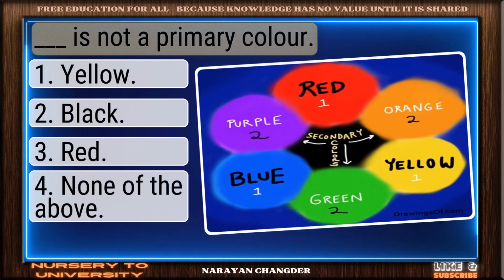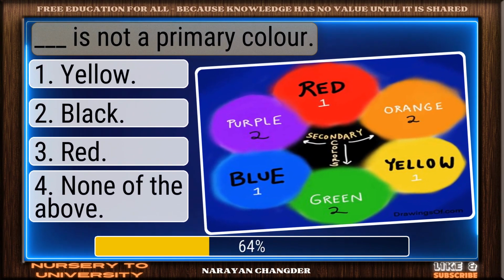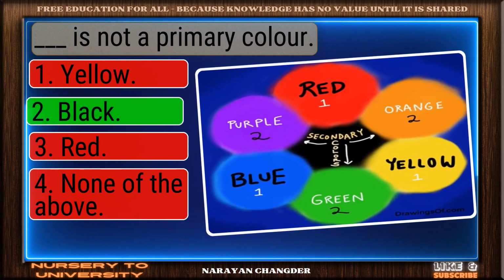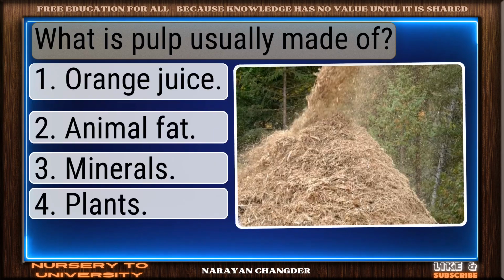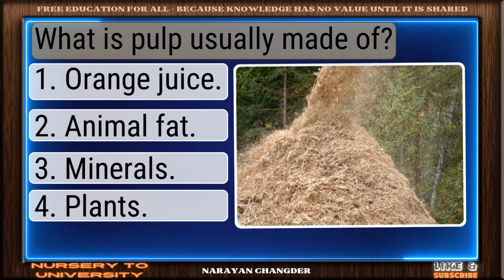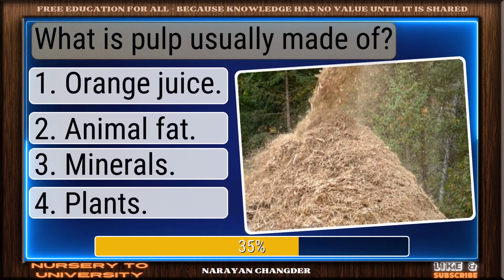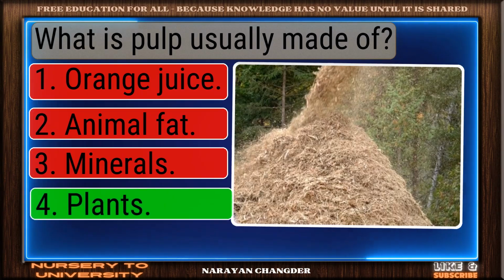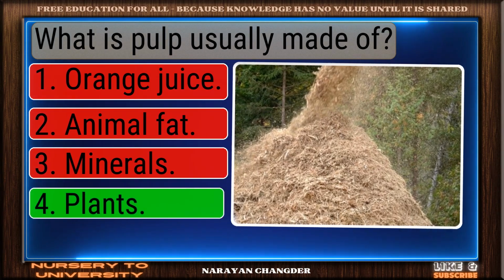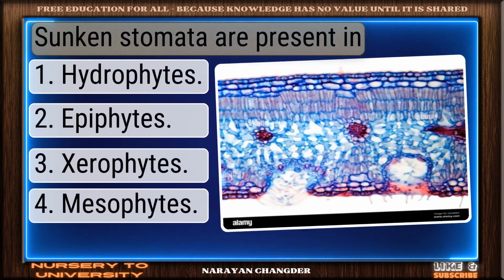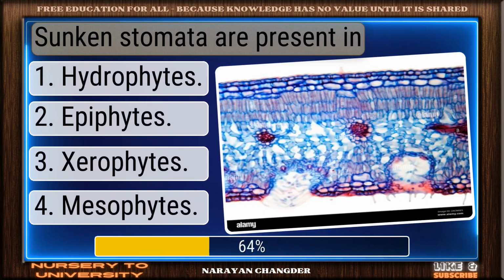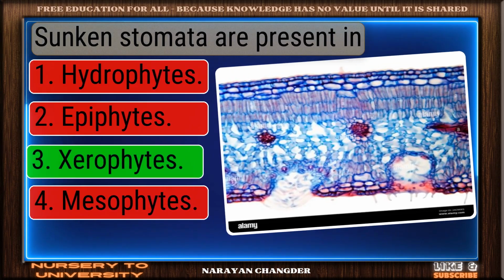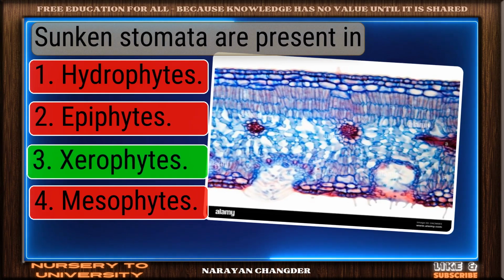Dash is not a primary color. Well done. Black is the right choice. What is pulp usually made of? Good job. Your answer, plants, works well here. Sunken stomata are present in. Nicely done. Xerophytes is a solid answer.